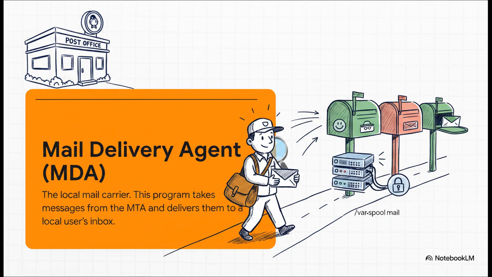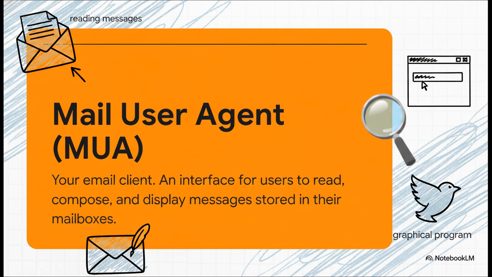Okay, so once the MTA figures out an email is local, it hands it off to the Mail Delivery Agent, or MDA. The MDA is basically your friendly neighborhood mail carrier. It has one job and one job only. Take that message and drop it into the correct user's mailbox, which you'll usually find sitting in a directory like /var/spool/mail.